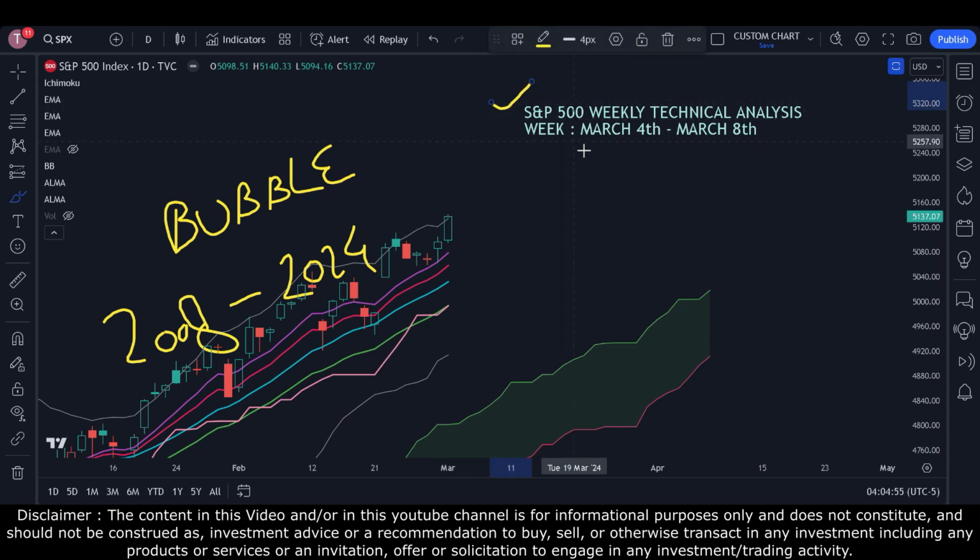Guys, this is the S&P 500 weekly technical analysis for the week of March 4th, 2024. That is from March 4th, which is Monday, to March 8th, that will be Friday.